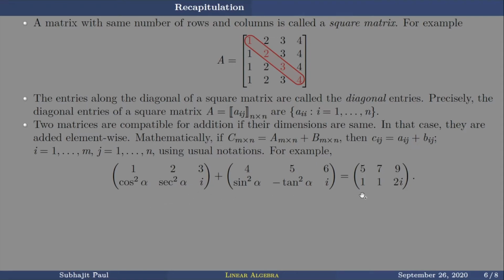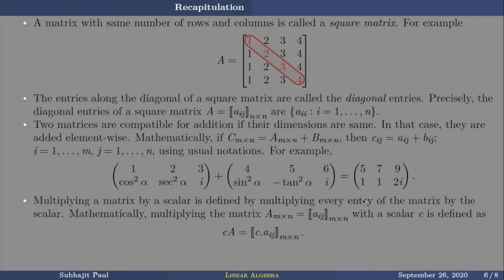This is an example of addition. Multiplying a matrix by a scalar is defined by multiplying every entry of the matrix by the same scalar. Mathematically, multiplying the matrix A with a scalar c is defined as cA. This matrix is c times every entry over there. In element-wise notation, this is the matrix c times Aij, m by n of course. So you are multiplying every entry of the matrix by the same scalar. This is multiplying a matrix with a scalar.